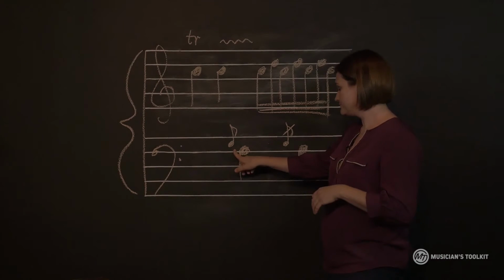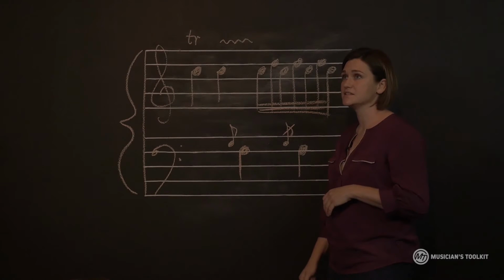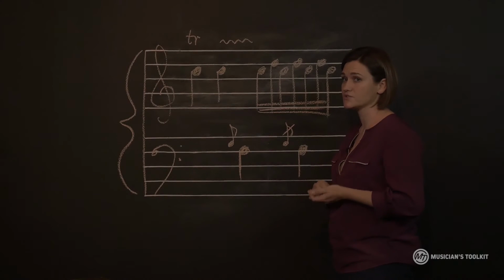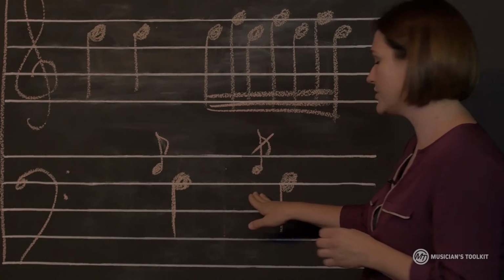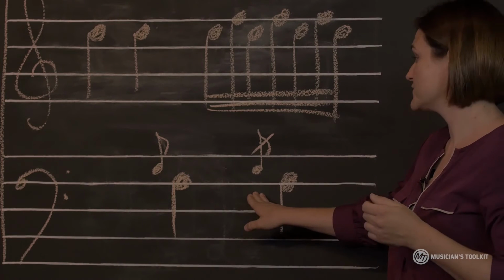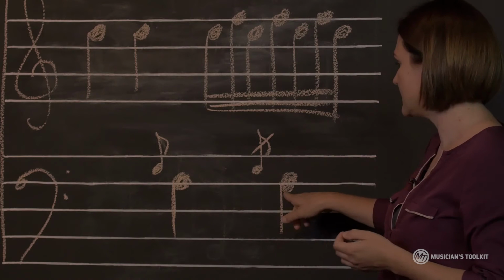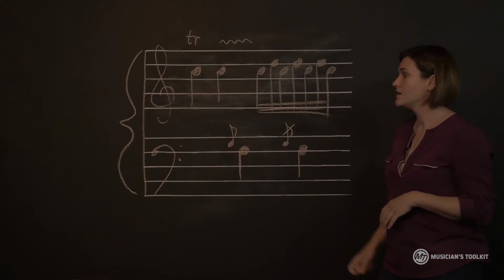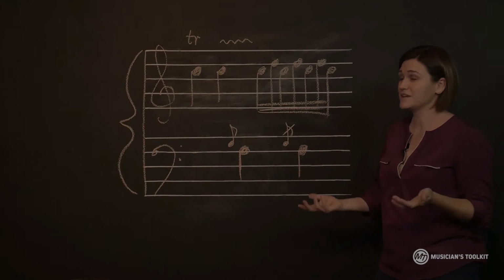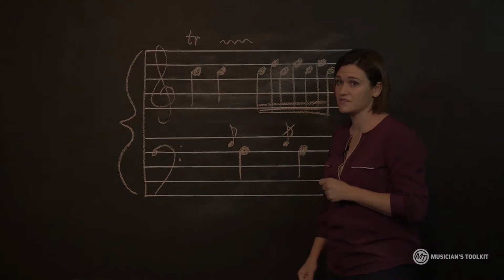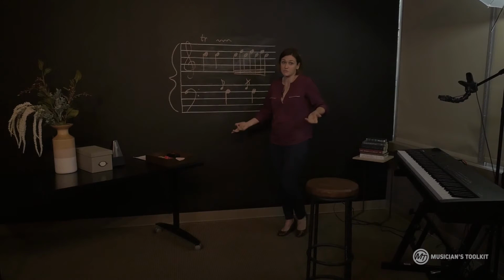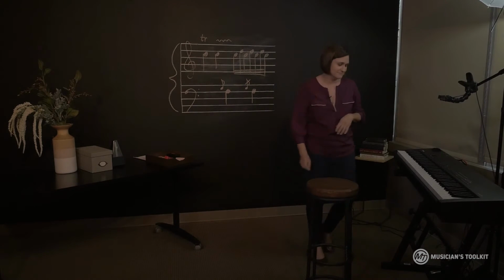The appoggiatura is traditionally thought of as landing on the beat where a note should have been, while the acciaccatura, and some people call these crushed notes, lands on the beat and then is quickly left for the big note. There's no other way to explain these but to do a demonstration. So let me play them in Twinkle Twinkle Little Star on the piano.